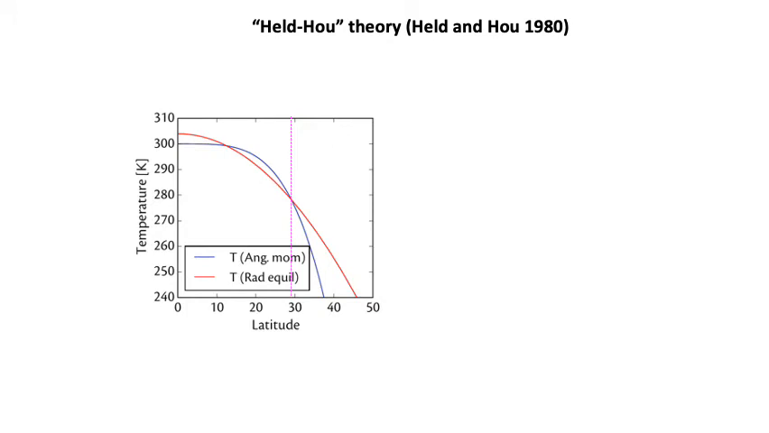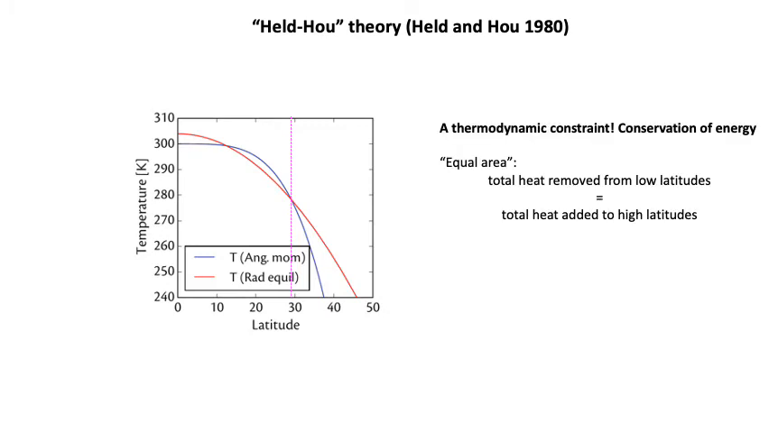Okay, so what's pretty cool, marked here in pink, is that there's clearly two crossing points of these curves. That's really important. So this theory is really great because it actually gives a thermodynamic constraint on the poleward edge of the Hadley cell, which is just conservation of energy. So if there's heat transfer, it can't come from nowhere. If it's going somewhere, it has to come from somewhere else.